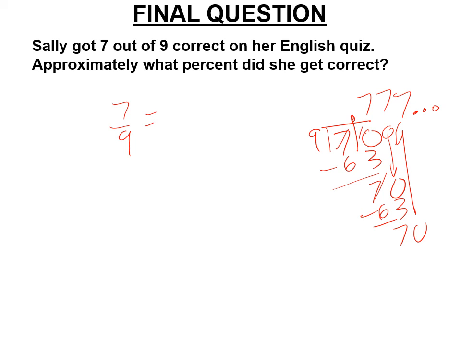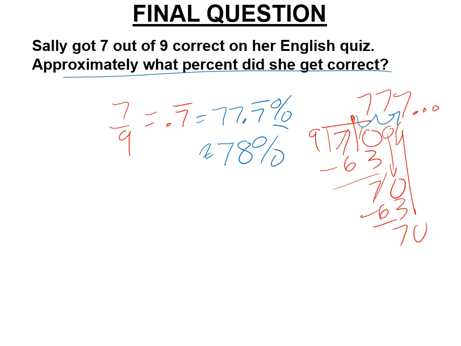And so we get 0.7 repeating, but that's not what it's asked. It's asked to make it a percent. So 1, 2, you get exactly 77.7 repeating percent, but I didn't ask that. Approximately what percent did you get correct? Right? We're going to go up to 78%. So what grade is that? That's a high C, right?